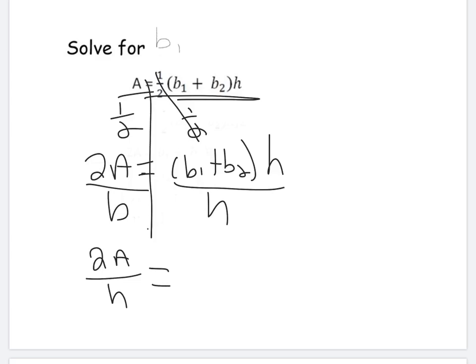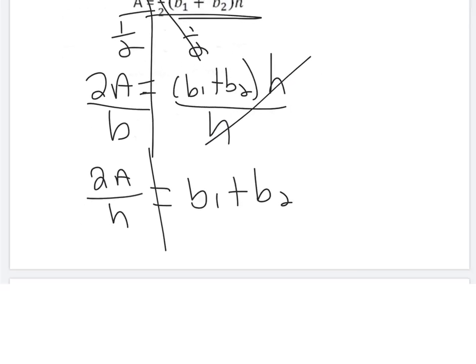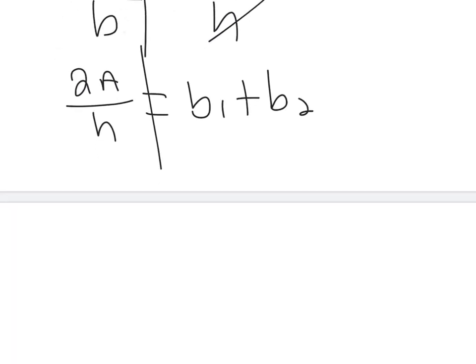Then I have my equal sign, and then on this side, the two h's cancel out. Now, I don't necessarily need the parentheses any longer because the only thing I have on the right-hand side is base 1 plus base 2. So I can just rewrite it without the parentheses.